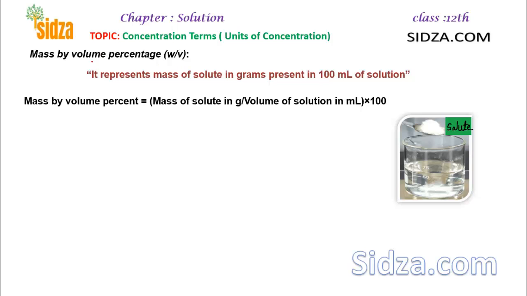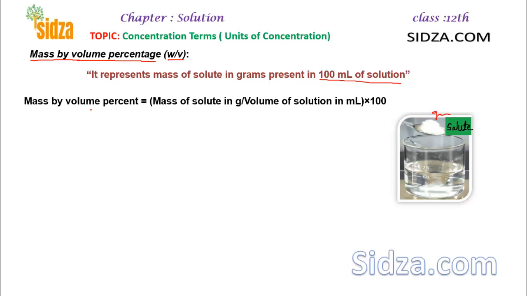We can also express the percentage by mass by volume. Okay, so you can say weight by volume. What does it mean? It actually means how many grams of solute is present in 100 ml of solution, right? So if you got 100 ml of a solution, how much of solute is there in grams? So when you take solute in grams, and in 100 ml of the solution, what amount of solute is there? That's called the mass by volume percentage.